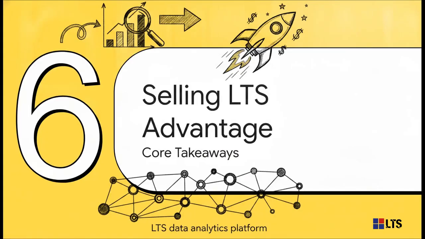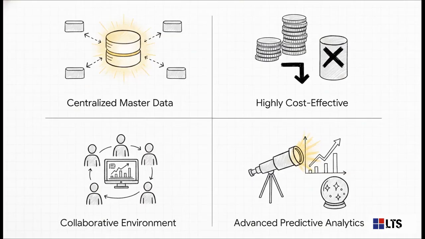Finally, Section 6, Selling the LTS Advantage. Let's lock in the key takeaways you're bringing to market. These are the 4 cheat codes you need to hammer home. First, centralized master data. We're giving them that single, governed source of truth. Second, we are highly cost-effective because we kill the overhead of managing all those separate data silos. Third, a collaborative environment. Thanks to the intuitive dashboards and that amazing talk-to-data chatbot, data is finally democratized for everyone.